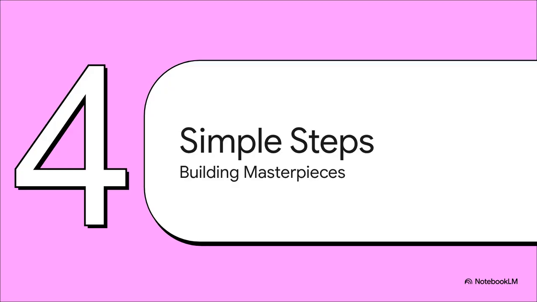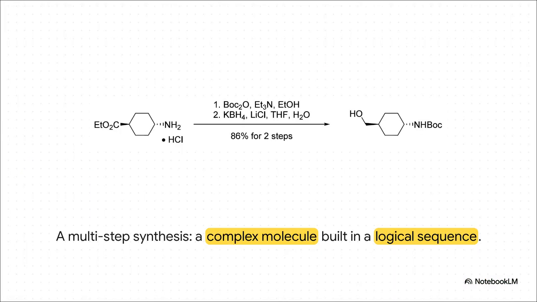So how does this all come together? Well, masterpieces aren't made with a single brushstroke, right? And complex molecules aren't made in a single reaction. They're built through a logical sequence of simple steps. Okay, take a look at this. We start with the molecule on the left, and through a series of steps, we turn it into the completely different molecule on the right. This whole process is called a synthesis.